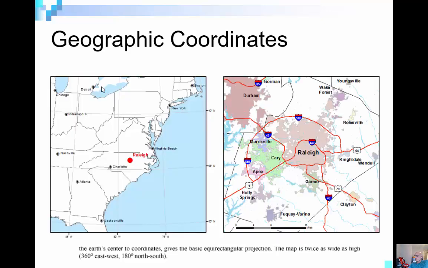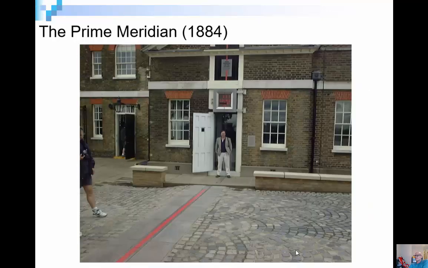And so we can see examples right here of our graticule. This is a slightly different graticule where these lines aren't necessarily straight, and that's because of the projection that we have. And then we can zoom in more and more, and you can see the local city here with much less distortion. But this is a picture of the prime meridian.